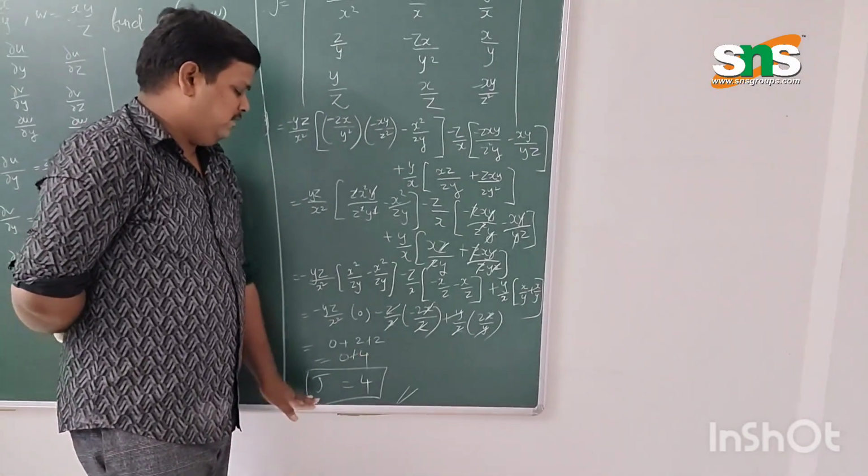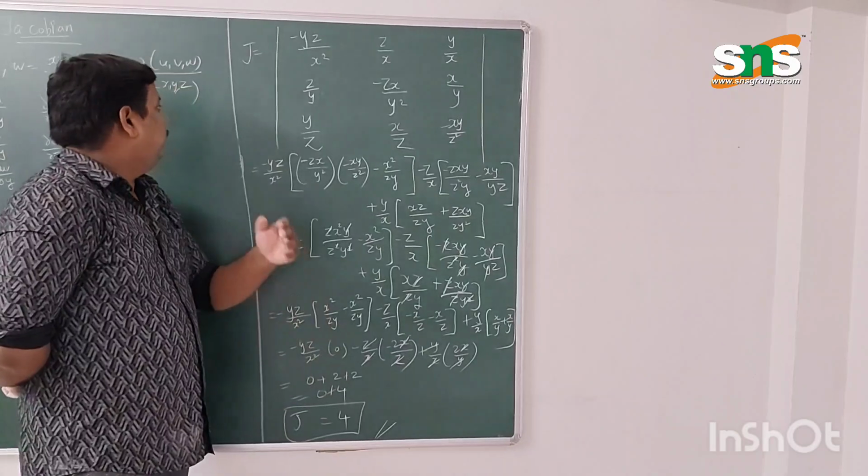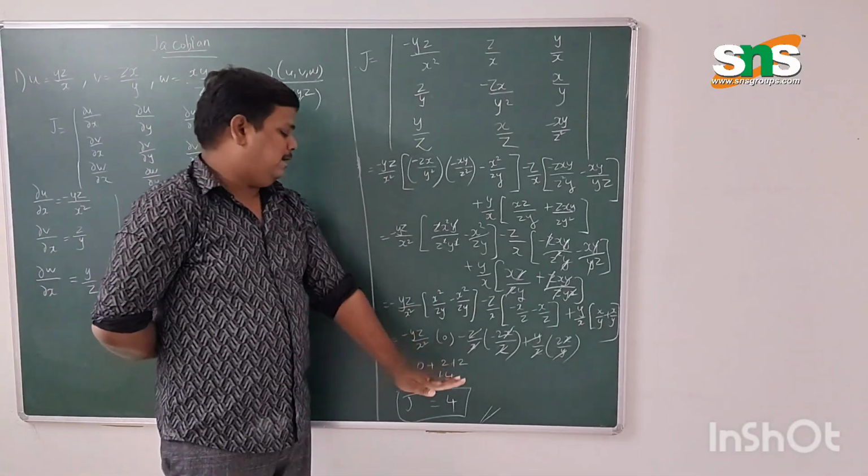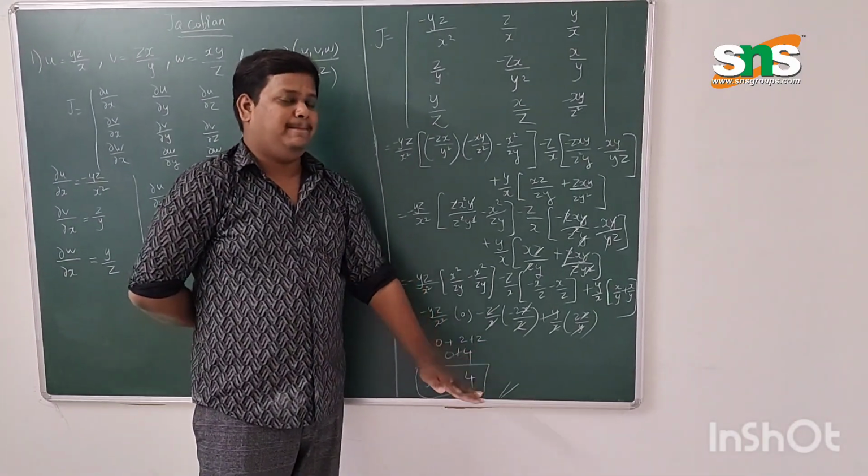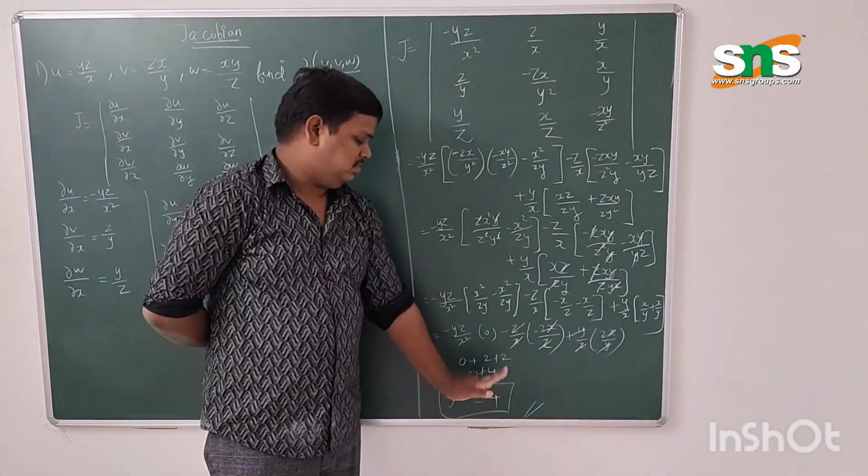Finally we get the Jacobian J equal to 4 for these three functions. If the Jacobian is equal to 0, it means the functions are dependent. So I am getting the Jacobian value equal to 4.